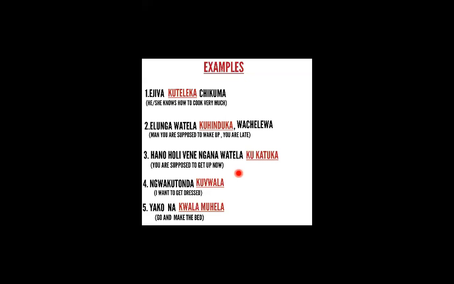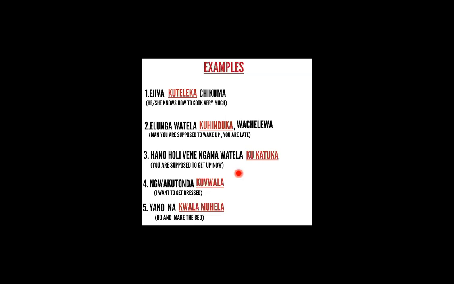Okay, so number 4, ngwakutonda kuvala. The word ngwakutonda is I want. Ngwakutonda kulya. I want to eat. Ngwakutonda kukosa. I want to wash. Ngwakutonda kusoneka. I want to write. Hope you're getting that one. So ngwakutonda kuvala. I want to get dressed.